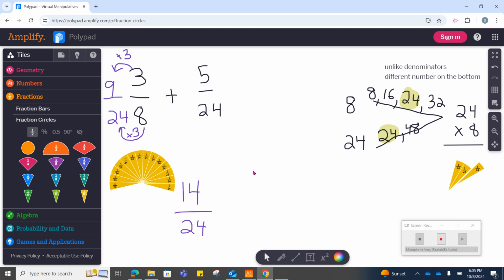So simplifying is finding common factors. Both of these are divisible by 2. 2 is a common factor. That might not be the greatest common factor, but I don't always have to use the greatest common factor. I can just use any common factor. So 14 divided by 2 is 7, and 24 divided by 2 is 12.